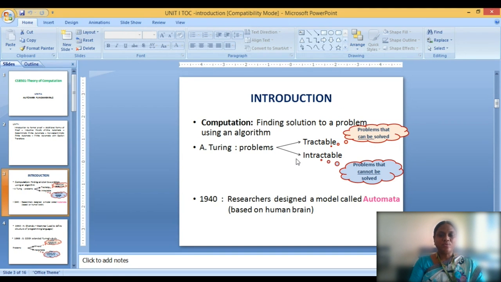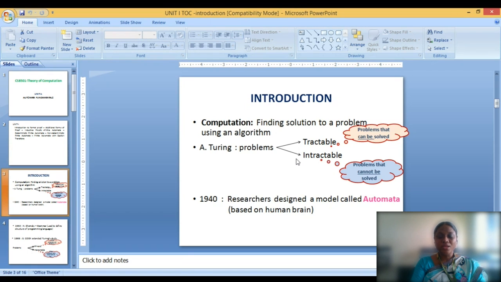So what is called as computation? Computation is always finding a solution to a problem. Coming to the history, Alan Turing devised two types of problems called tractable and intractable problems. This is also called P-type and NP-type problems. Tractable problems are problems that can be solved in polynomial time, and intractable problems are problems that cannot be solved in polynomial time.